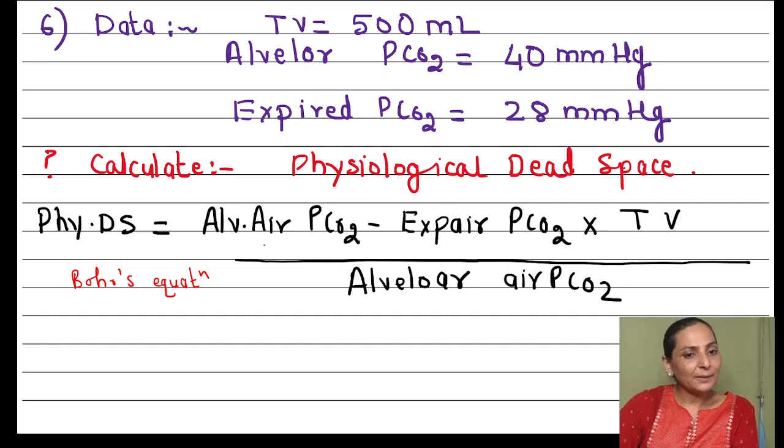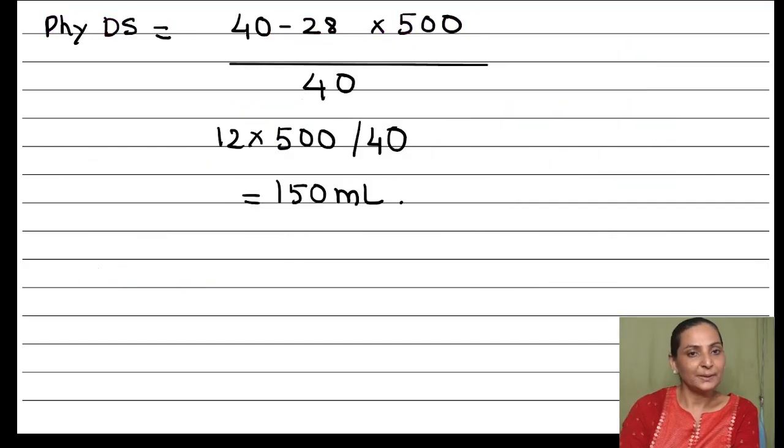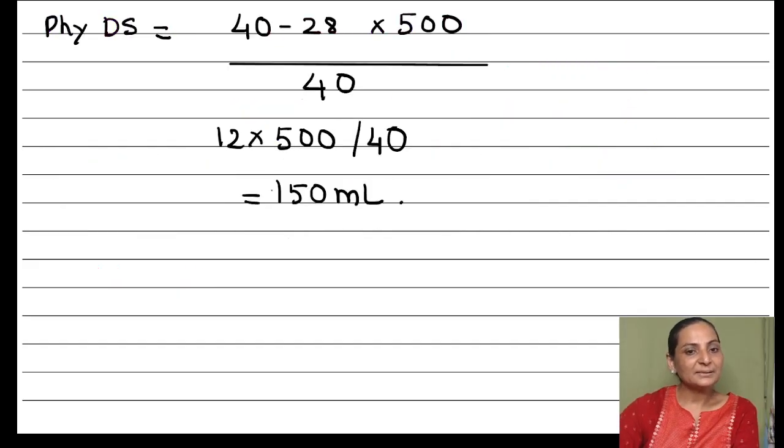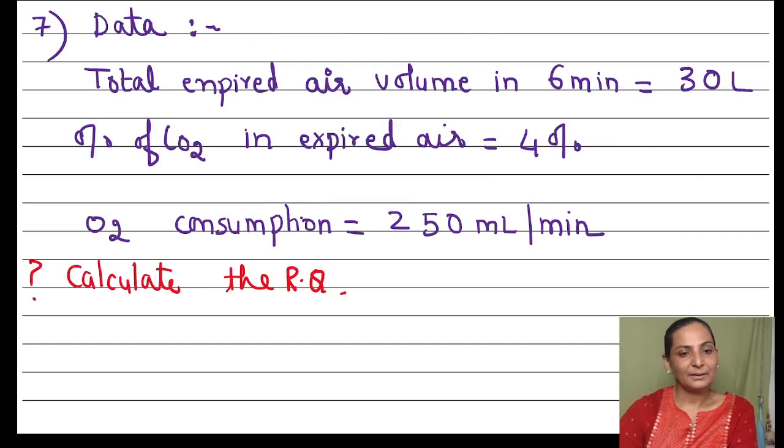So what is the formula? It is alveolar air partial pressure of carbon dioxide minus expired air partial pressure of carbon dioxide into tidal volume, divided by alveolar air partial pressure of carbon dioxide. What you have to know is the formula, which should be correct. Second, you should know the unit. So it is 40 minus 28 into 500, from whatever data is given to us, and this comes out to be 150 ml. So physiological dead space is 150 ml by Bohr's equation.